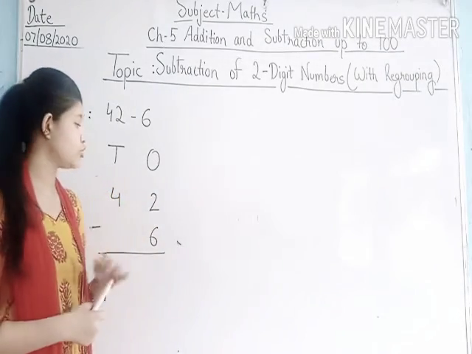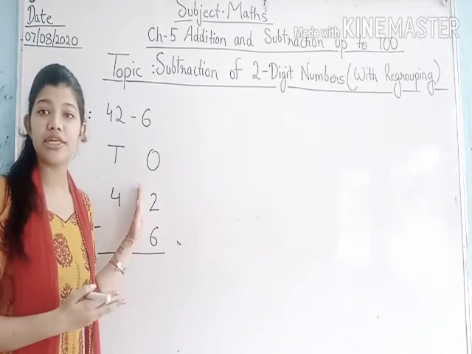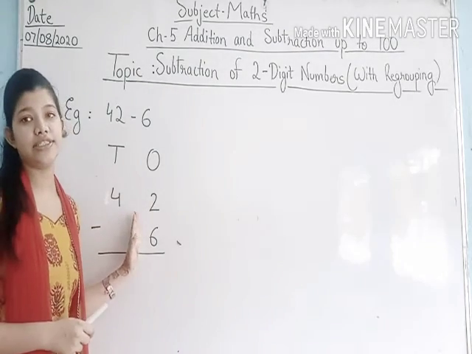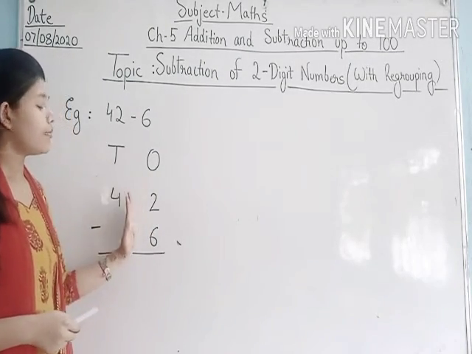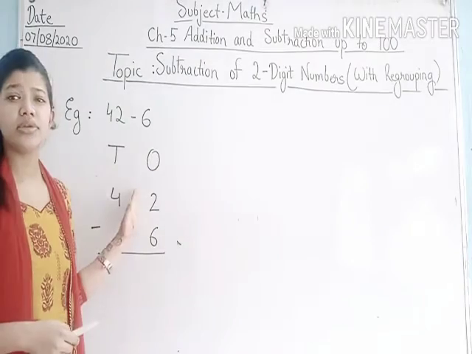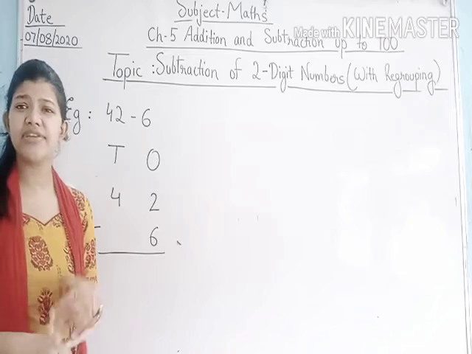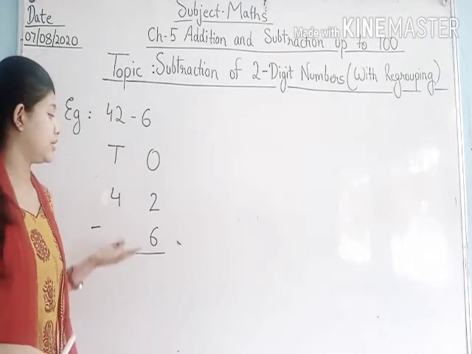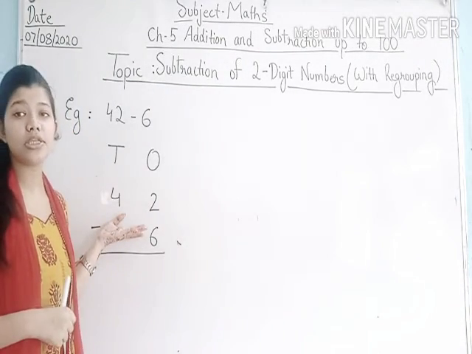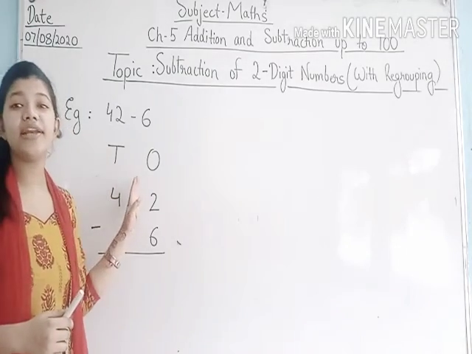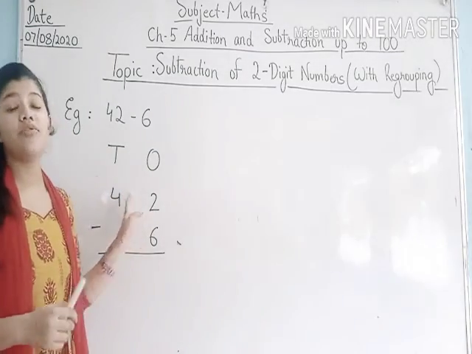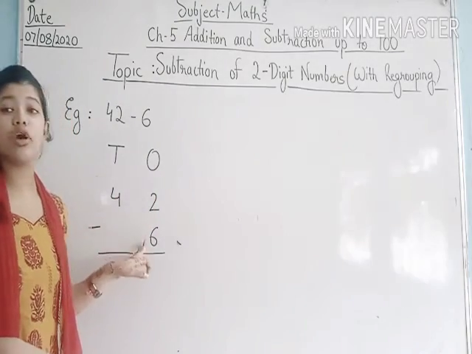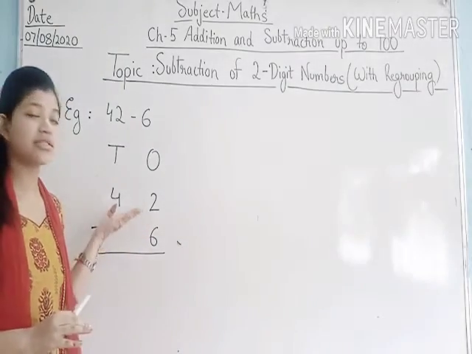Our first step is to subtract the ones first. Yes, as we always do. So first we will subtract the ones. Clear? Now 2 minus 6. Now tell me, can 6 be subtracted from 2? Is it possible? No, it is not possible. Why is this not possible? Because 2 is a smaller number and 6 is a bigger number. We cannot subtract 6 from 2. We can subtract 2 from 6, but we cannot subtract 6 from 2.